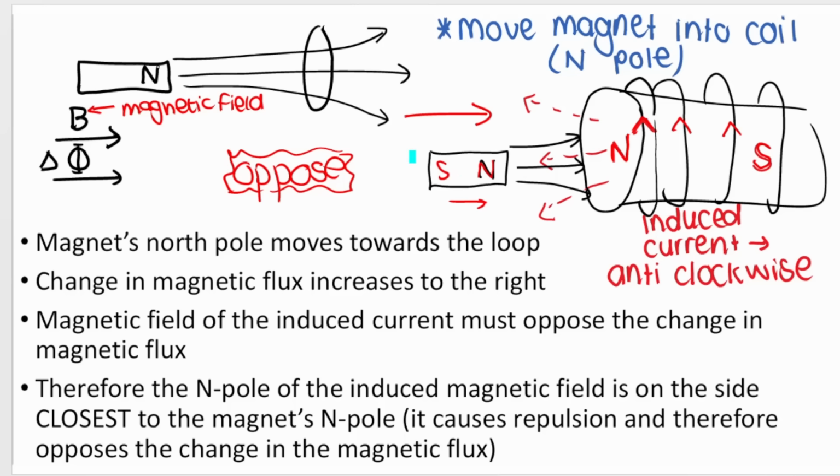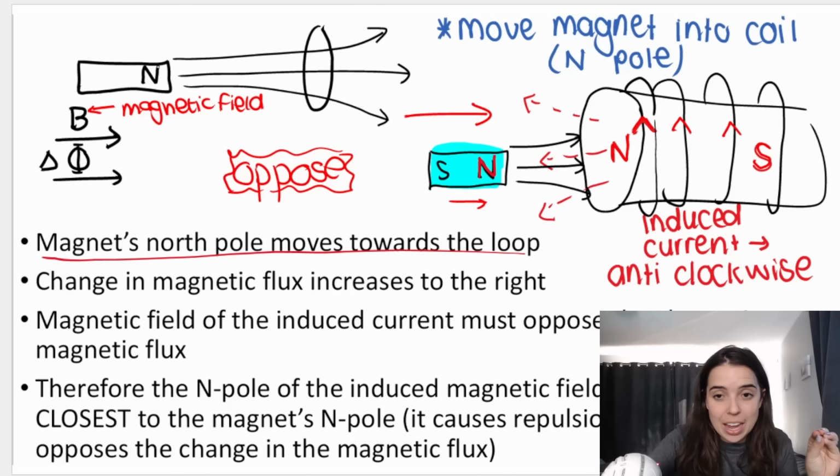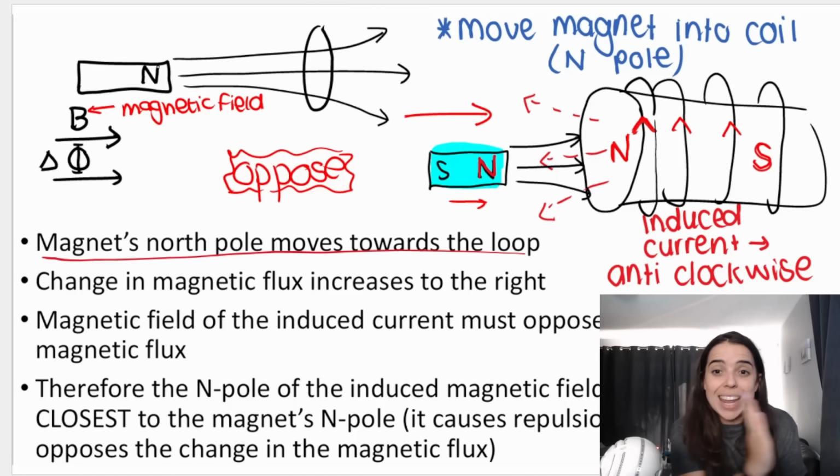Here's my magnet. Let's highlight it in blue. My magnet is moving towards the loop. Now take note how the North Pole is entering the loop. The magnet's North Pole moves towards the loop. Change in magnetic flux increases to the right. Now remember, we are pushing the magnet in. Okay? We're pushing the magnet in.